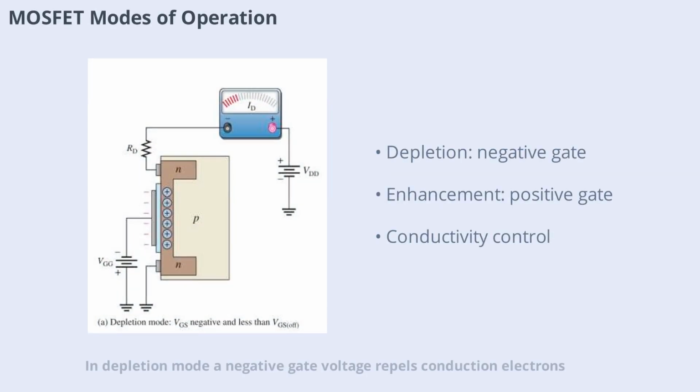In depletion mode, a negative gate voltage repels conduction electrons, depleting the channel and decreasing conductivity. At sufficiently negative voltage, the channel is fully depleted and drain current is zero. In enhancement mode, a positive gate voltage attracts more electrons, increasing conductivity. These modes are essential for designing versatile electronic circuits.